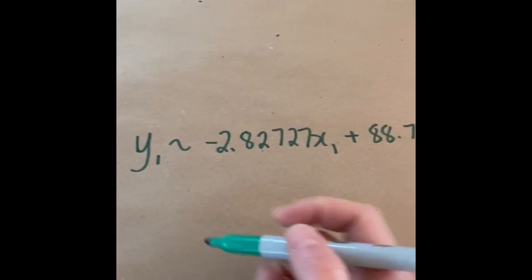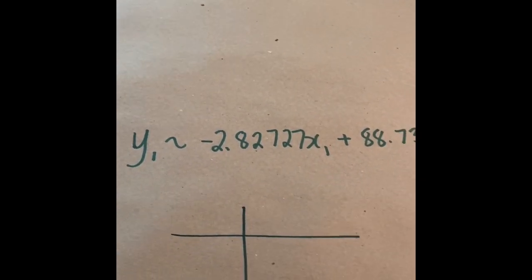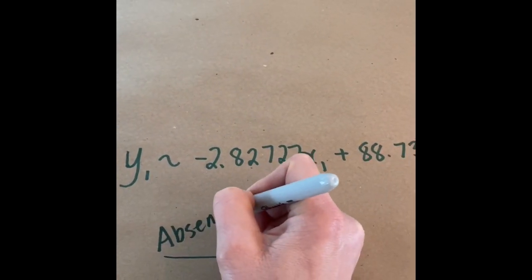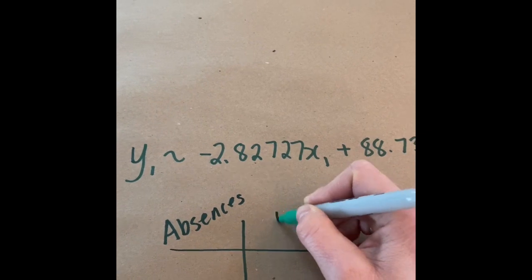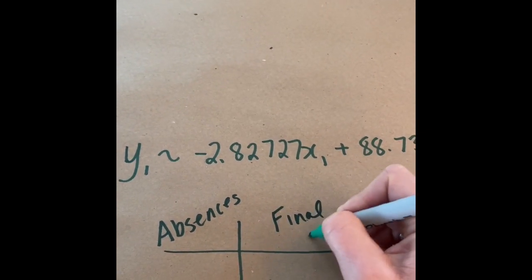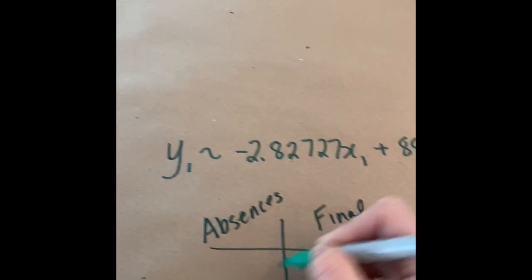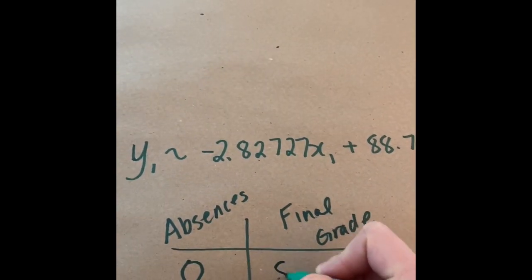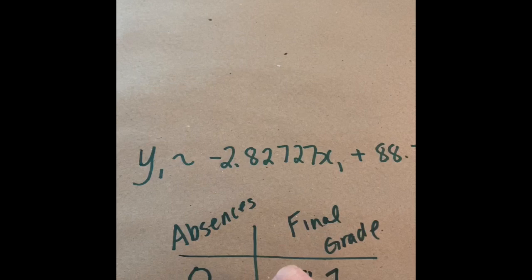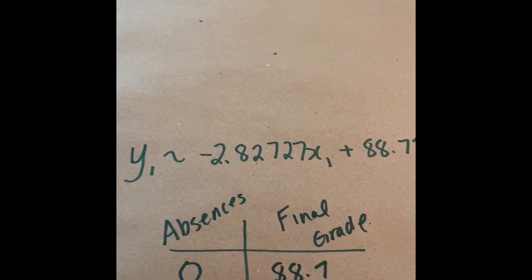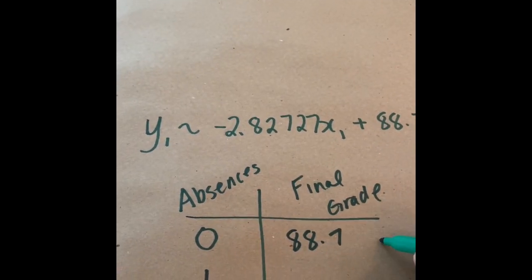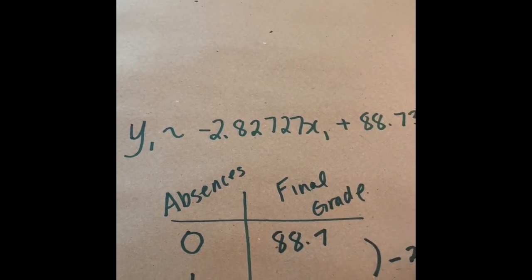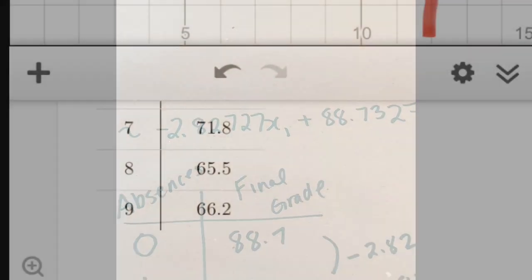88.73. So if I were to make a table of values, remember these are the absences. These are the final grade. At the beginning, my final grade would be 88.7. And then every single time you're absent another day, your mark should go down minus 2.82.